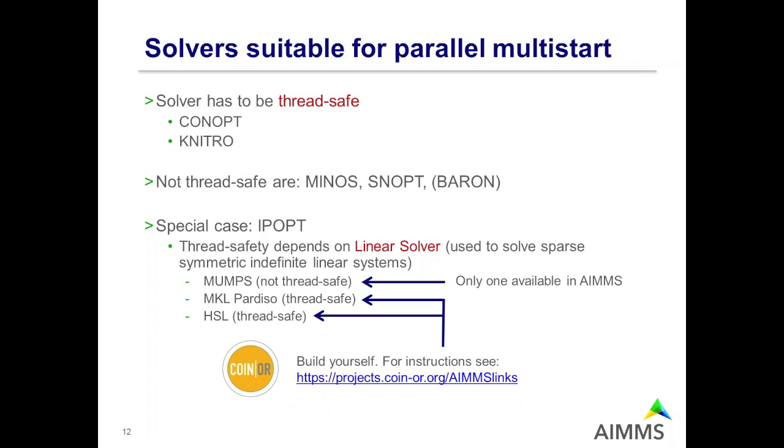So it might be interesting to also offer MKL Pardiso, because then of course you could use IPOPT, which is a free solver. You could use it in parallel multistart, and MKL Pardiso also has some performance benefits over MUMPS. Same for ASL, but ASL is a commercial package. So we could consider adding support for MKL Pardiso to AIMMS, and if you think that would be interesting for you, then please let us know.